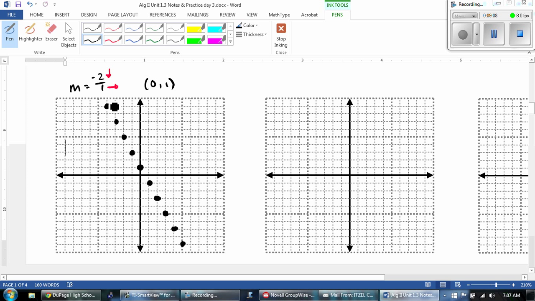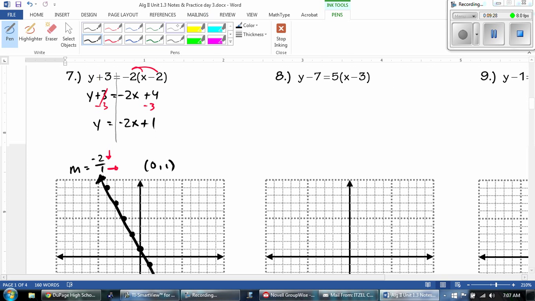Okay, we're going to do a lot of points, the full length of the graph, because soon we're going to be graphing 2 lines. And when we graph 2 lines, we want to know where they intersect. And they're going to intersect at a point.